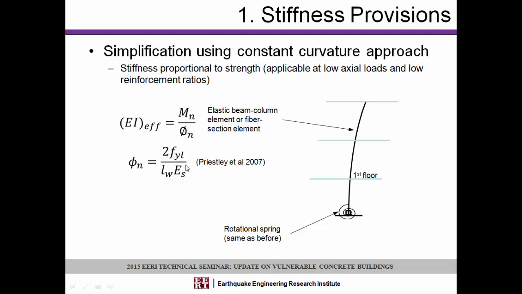So yield strength of the bars, length of the wall, modulus of steel. So this is a very simple equation. It gives you the curvature, and you get your moment strength straight out from ACI 318 methods, and divide that by your curvature, and that gives you your EI effective.